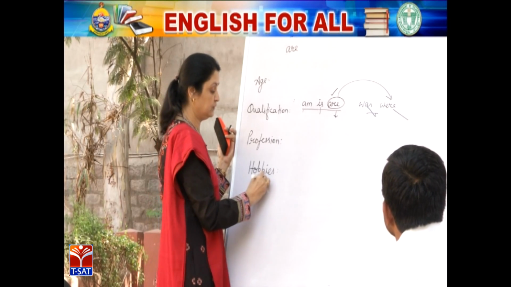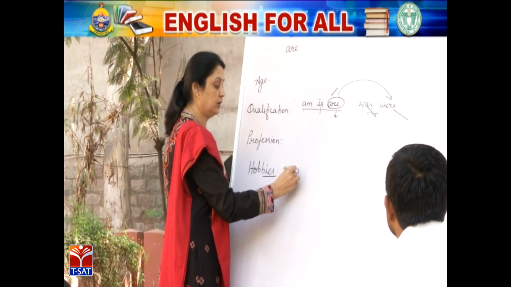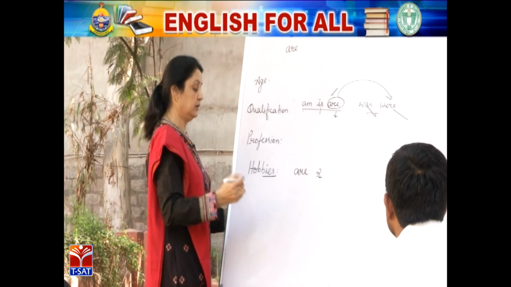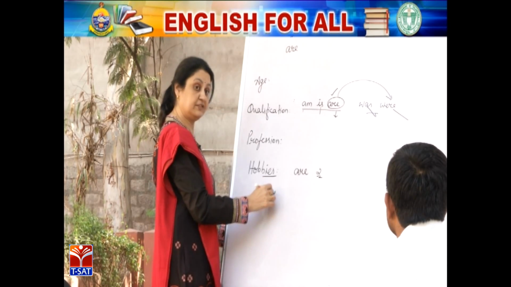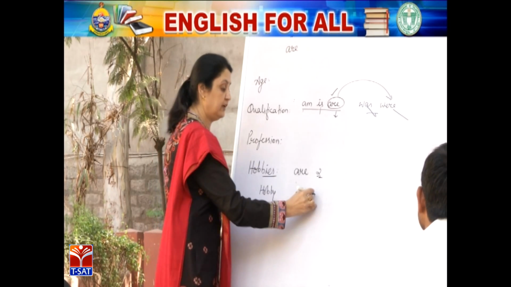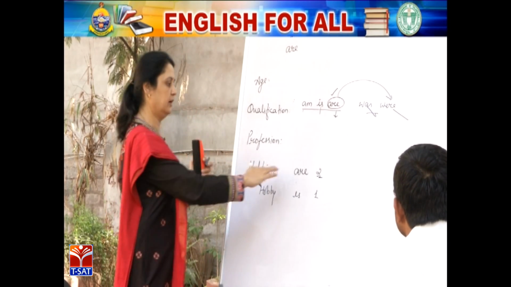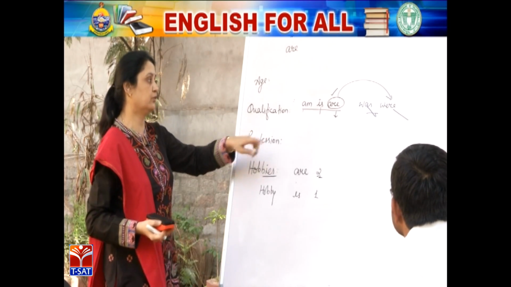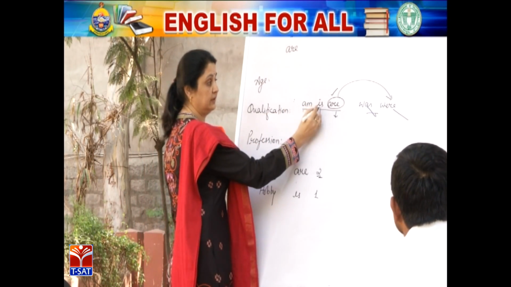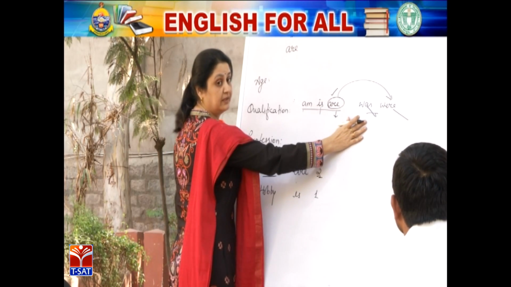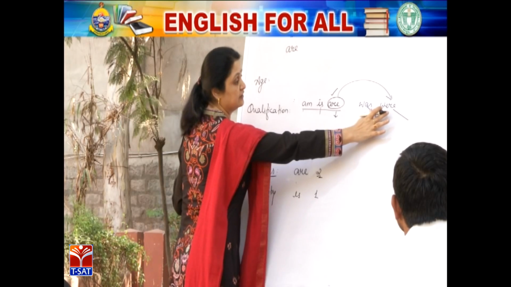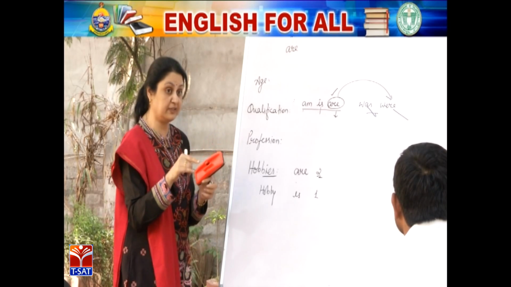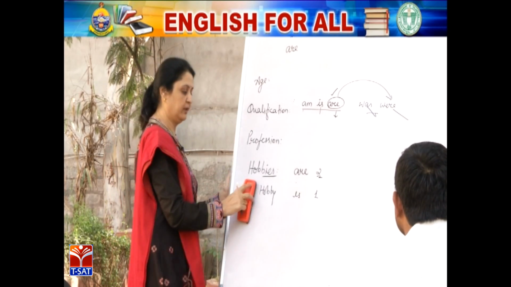Very nice. So when you say hobbies, it means plural, and then you make use of are. When you mention are, you have to write at least two hobbies. But when you say hobby, which is singular, then we say is, and we mention only one hobby. So with are, two hobbies, with is, one hobby. We have to remember singular and plural, and what is present and past.